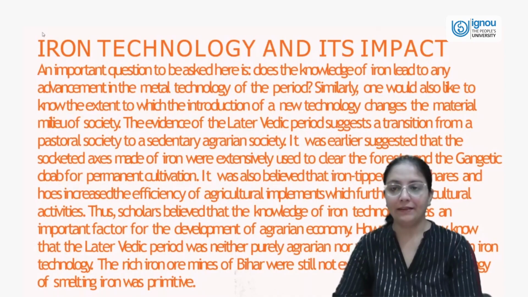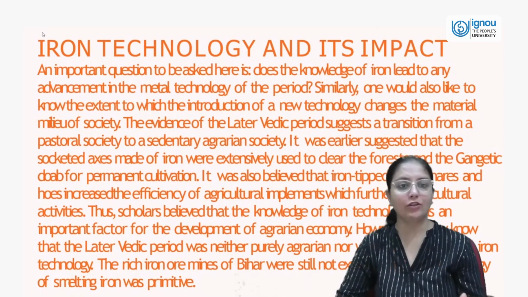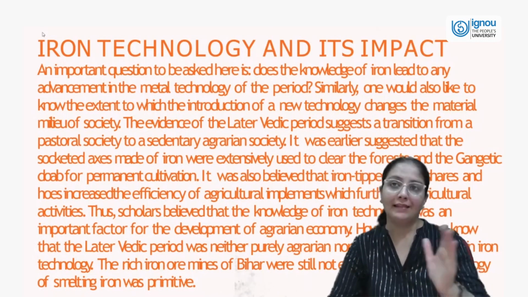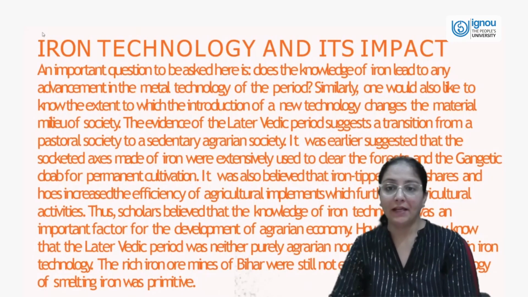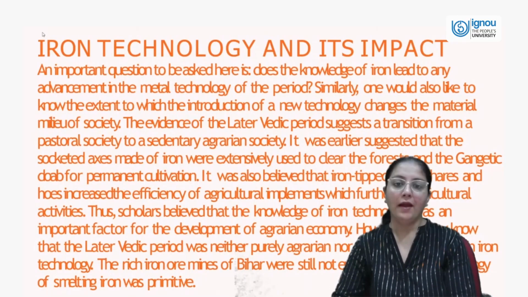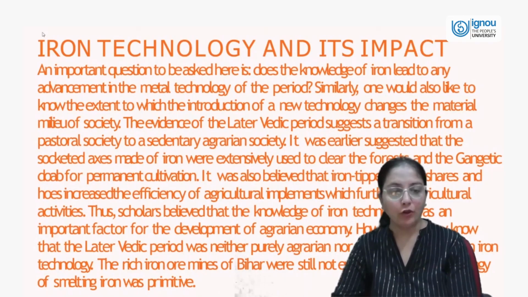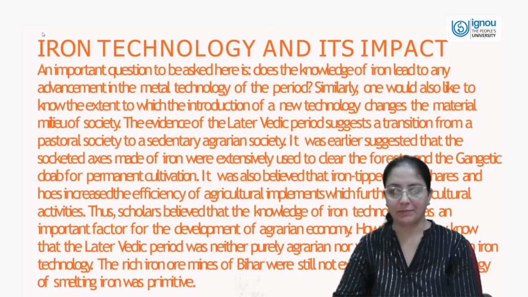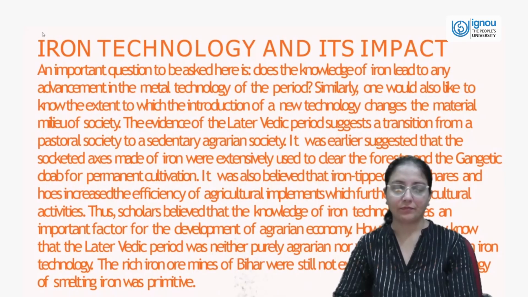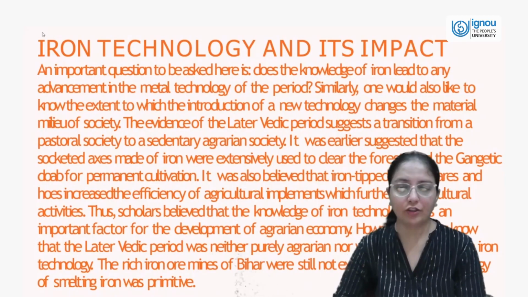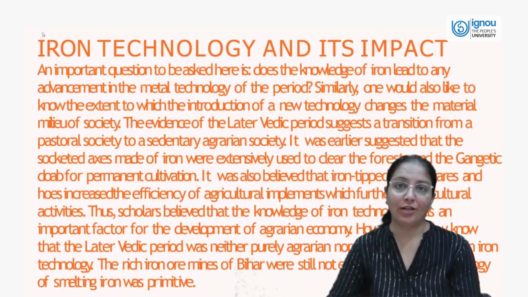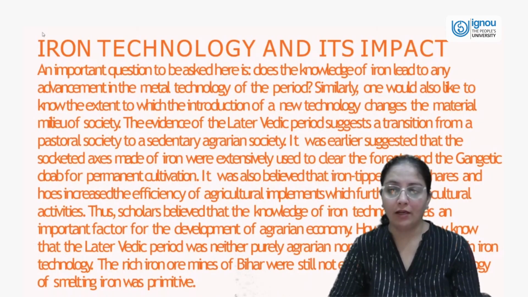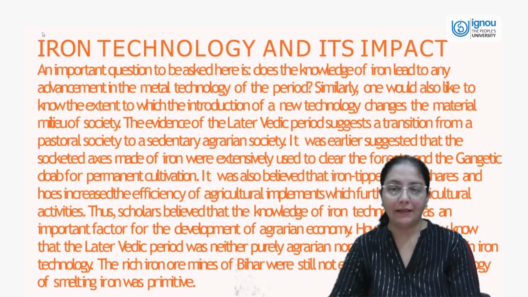The evidence of the later Vedic period suggests a transition from pastoral society to a sedentary agrarian society. Means they have converted their occupation from pastoral to agrarian, means agriculture. Now they are known as settled people. It was also believed that iron-tipped ploughshares and hoes increased the efficiency of agricultural implements, which furthered agricultural activities. Scholars believe that the knowledge of iron technology was an important factor for the development of the agrarian economy. As you all know, with the introduction of iron, they used hoes, they used the plough to fertilize their soil, to plough the land. They used iron-tipped ploughshares.